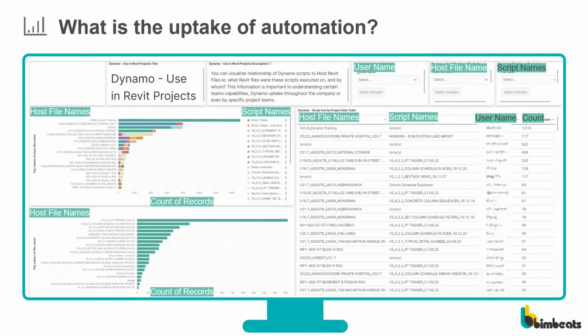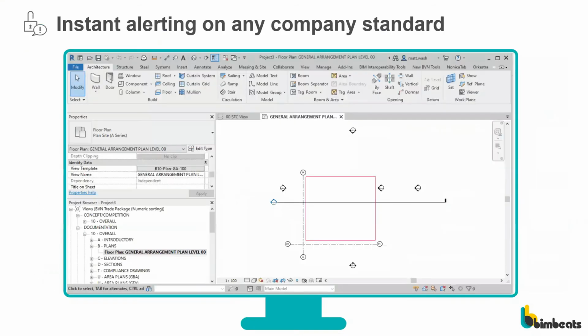So they were able to track this with Bimbeats and identify how much time and money they were saving every time they ran the automated version, compared it to the manual task, and come up with a number of how much time and money that they were saving the business.